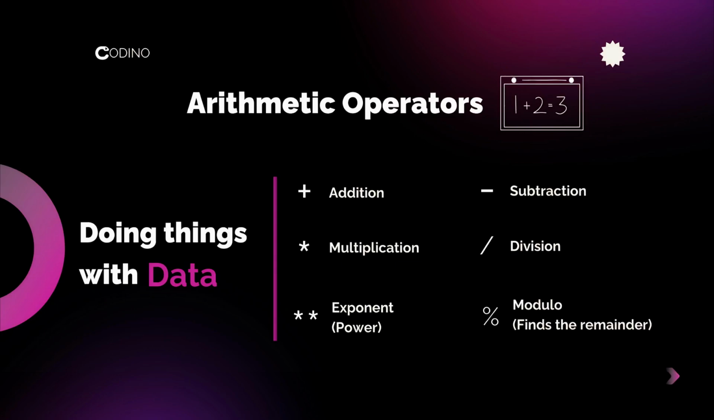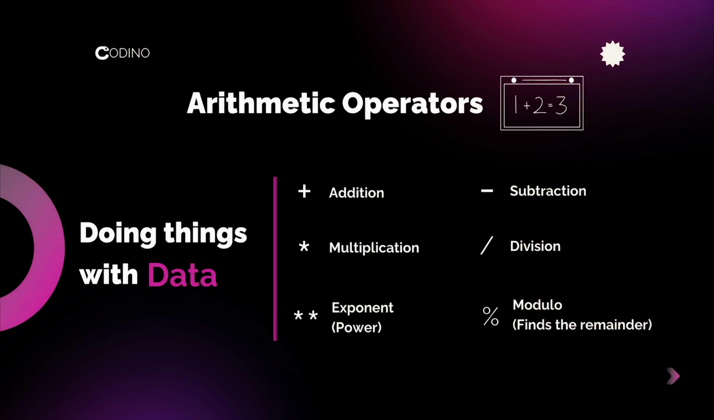And then there's the modulo, which is the percent sign. This finds the remainder when you divide two numbers. So 10 % 3 is 1, because 10 divided by 3 is 3 with a remainder of 1.